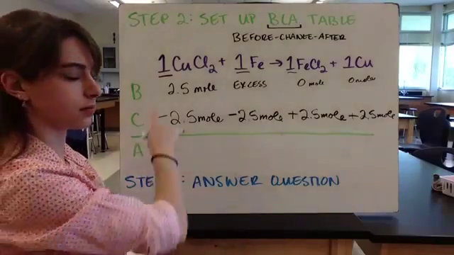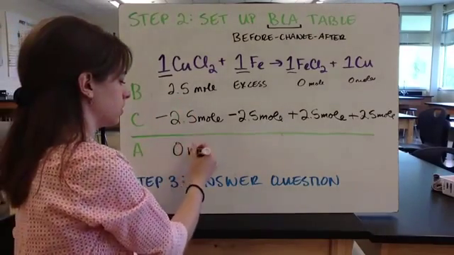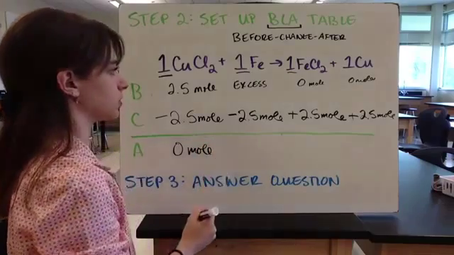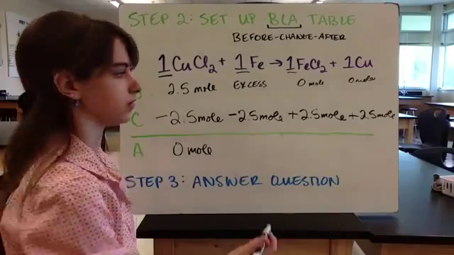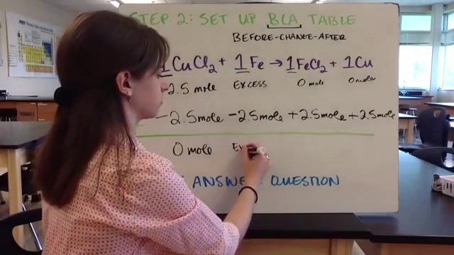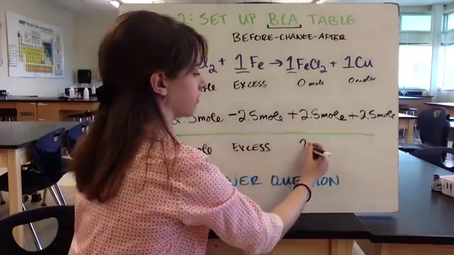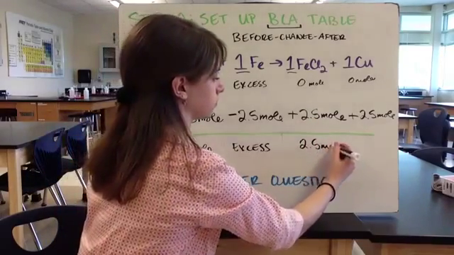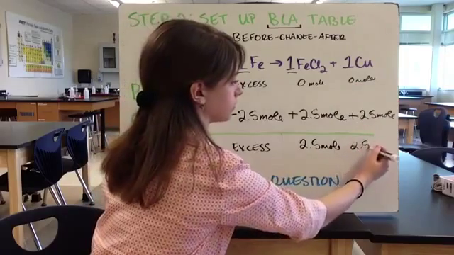Our after is simply doing the math. 2.5 minus 2.5 gives you 0. We've used up all of our copper 2 chloride. Excess minus 2.5, we're still going to have something left over, so we still have excess. 0 plus 2.5 is 2.5. And 0 plus 2.5 is 2.5.